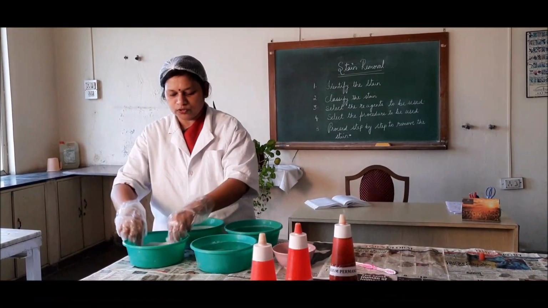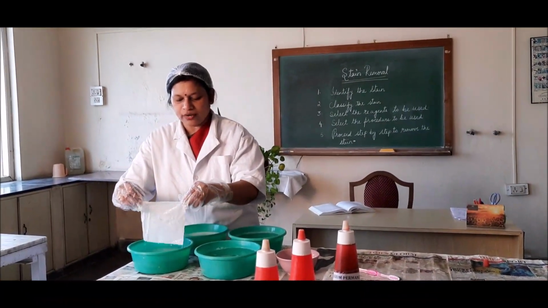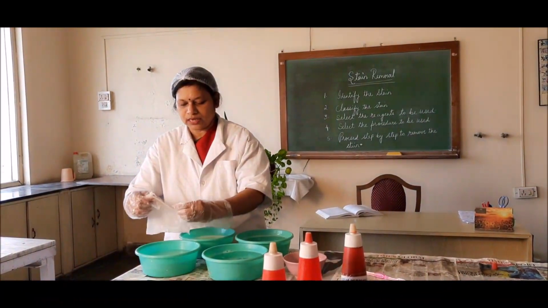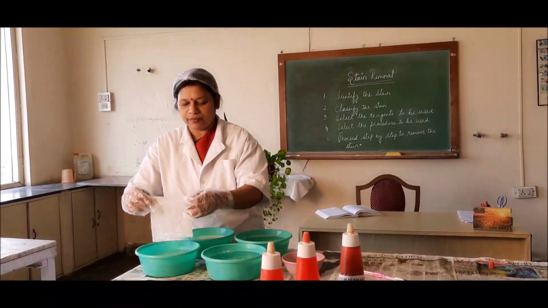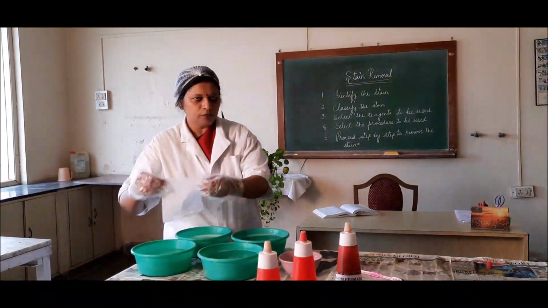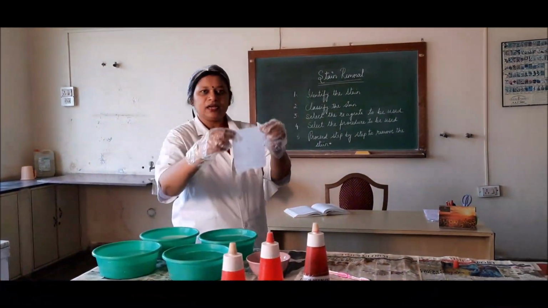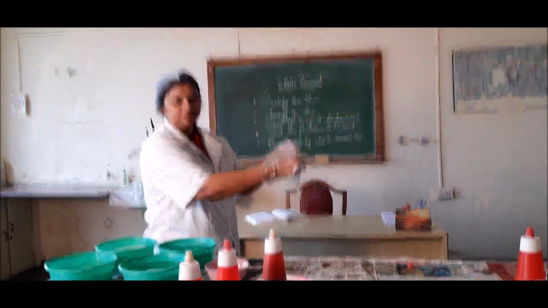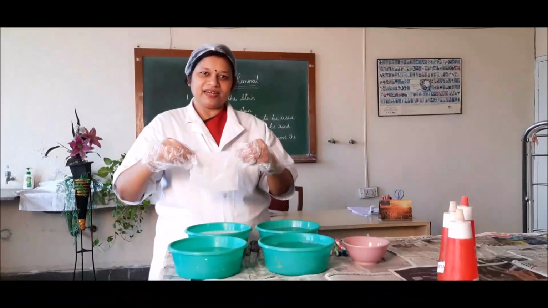Take 2 spoons of revived starch, soak it in a little bit of warm water so that the starch will stick to the fabric completely. Now I am drying it for your understanding on the cloth stand. Yes students, we are done.